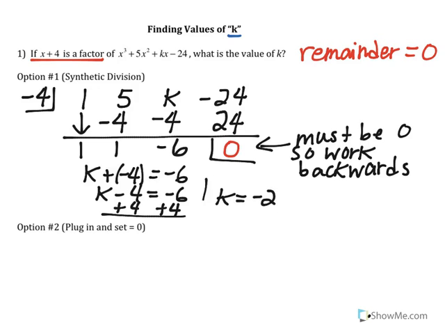So that's one option. We're going to do a second one that will give us that same result. I'm going to do it on the next page because I don't have enough space here. In this one, we're going to use the factor theorem. We'll plug in negative 4 and set that equation equal to 0. So here, we're using the fact that x is equal to negative 4. Using the remainder theorem, f of negative 4 is going to equal 0. Just like we got the remainder of 0 before, we're going to set the equation equal. So we'll plug that in.